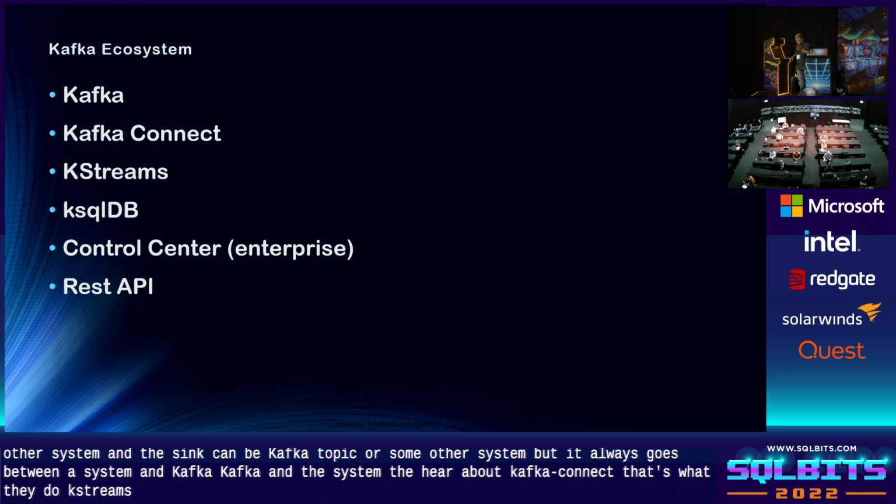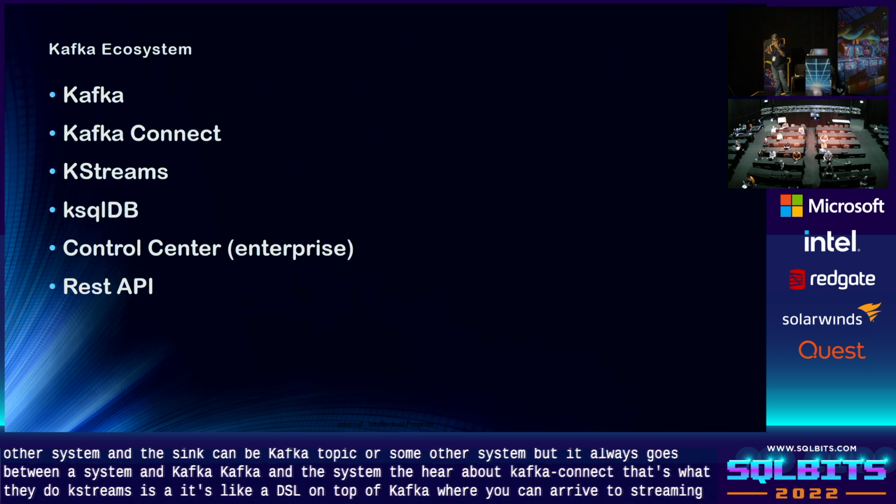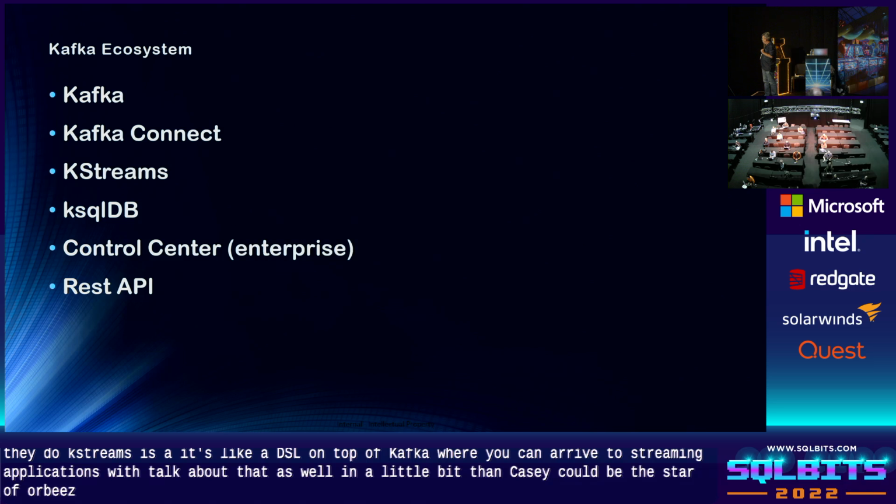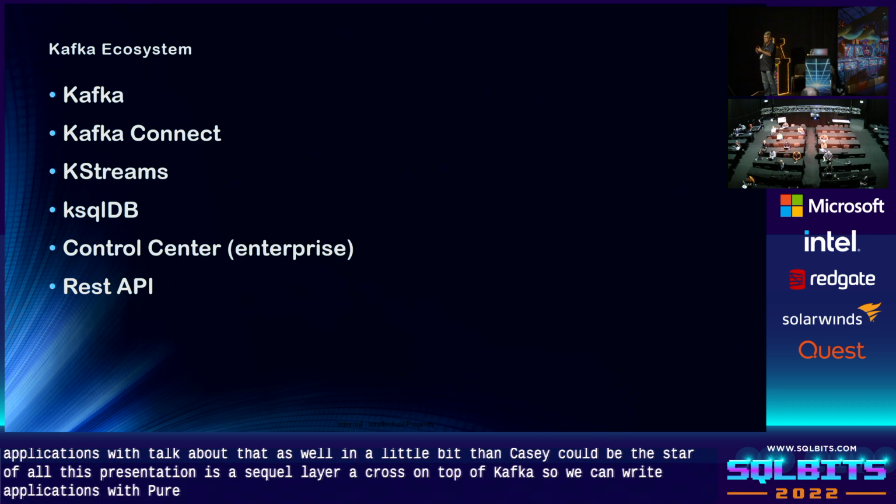So if you hear about Kafka connectors, that's what they do. Kafka Streams is like a DSL on top of Kafka, where you can write streaming applications. We'll talk about that as well in a little bit. Then ksqlDB, the star of this presentation, is a SQL layer on top of Kafka. So we can write applications with pure SQL statements. And as SQL developers, that's awesome.